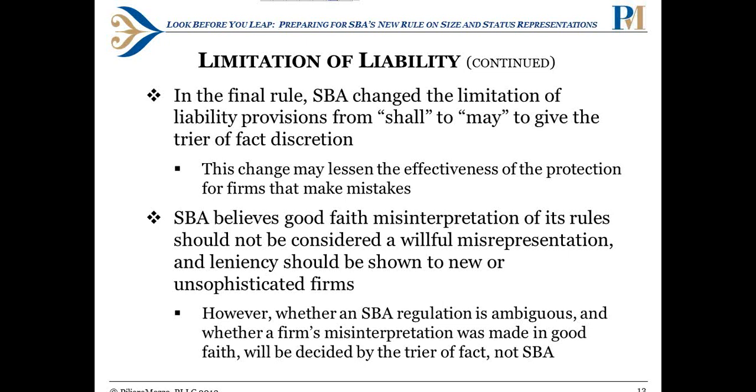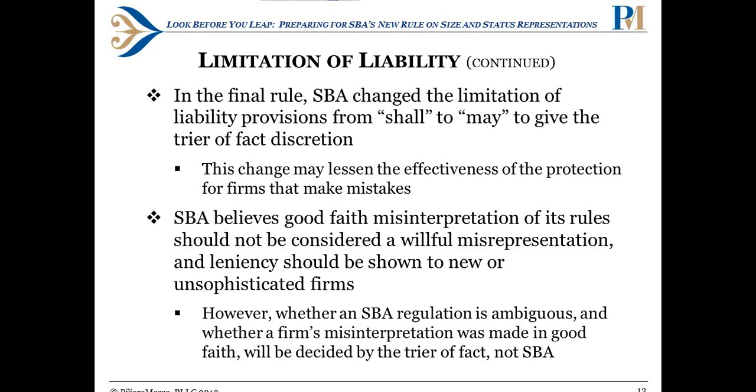And the SBA, in their explanation of the rule, said that they believe that a good faith misinterpretation of their rules should not be considered a willful misrepresentation. And in another spot, they also suggested that new or unsophisticated firms or firms that make unintentional mistakes should be given leniency or shouldn't be prosecuted under the rule. And that's great for them to provide that explanation, but the SBA is not going to make that determination ultimately. Whether an SBA regulation is ambiguous or whether a firm's misinterpretation was made in good faith, that case-by-case inquiry is going to be made by the trier of fact, by a judge or a jury, and at an earlier stage by a prosecutor, not the SBA.